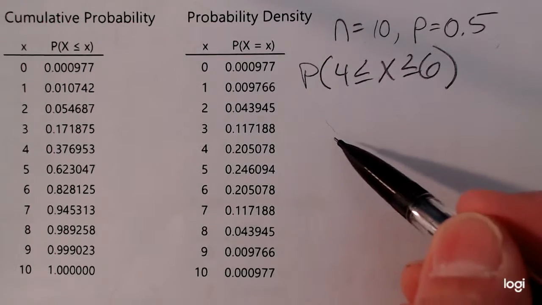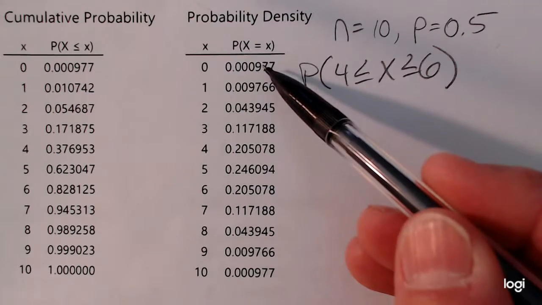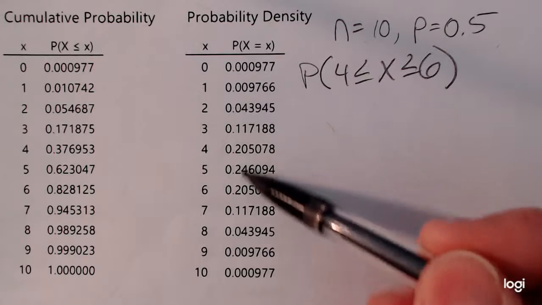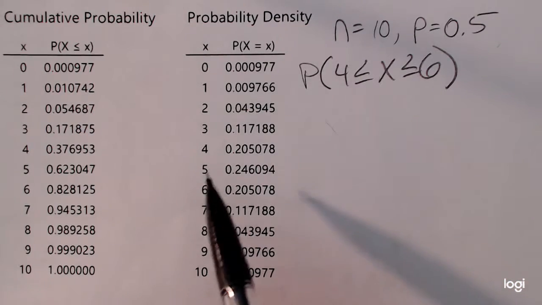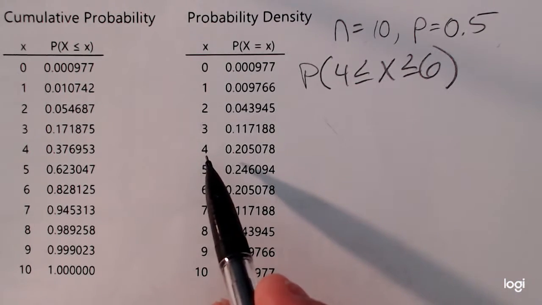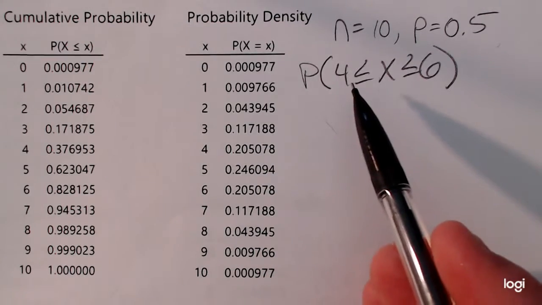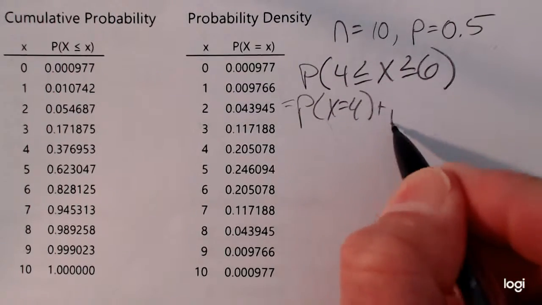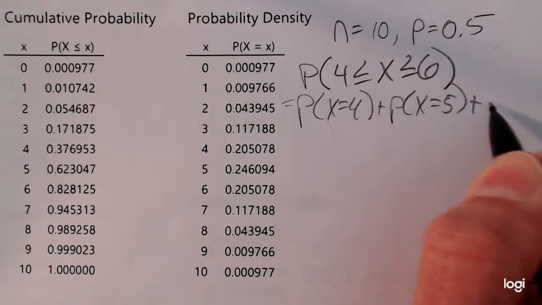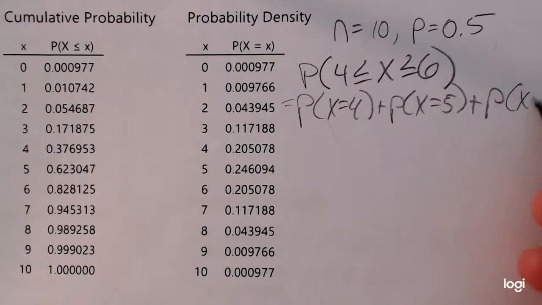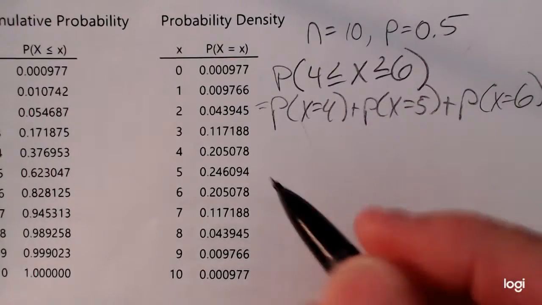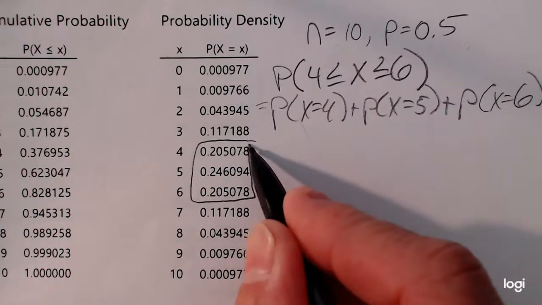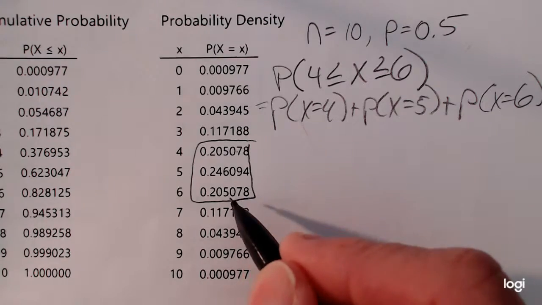Inclusive means I want to include the 4 and include the 6. There's a couple of ways to do this. I could use the probability distribution table where the probabilities represent the case where x takes on a particular value. If I want to find from 4 to 6 inclusive, this is the probability x is equal to 4 plus the probability x is equal to 5 plus the probability x is equal to 6. So it would be the sum of these three probabilities. All I would have to do is add these three up.